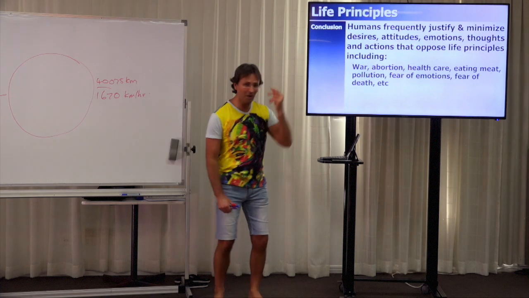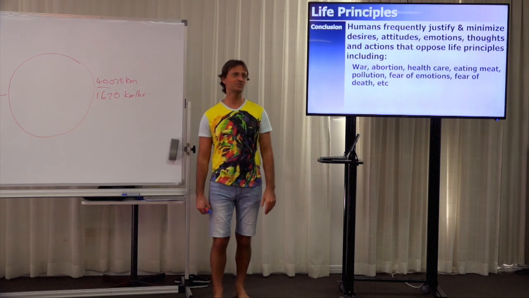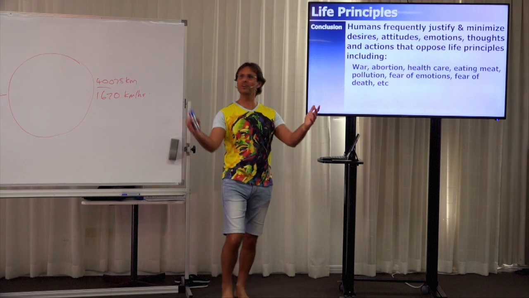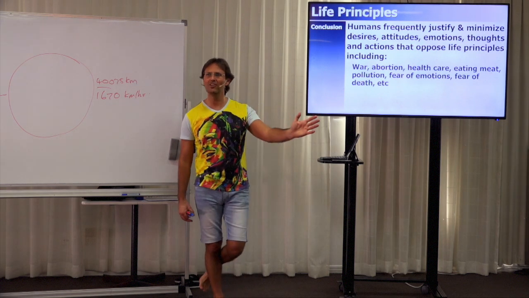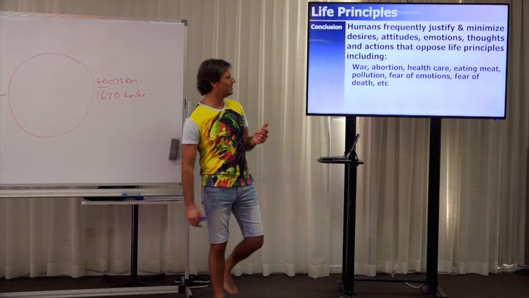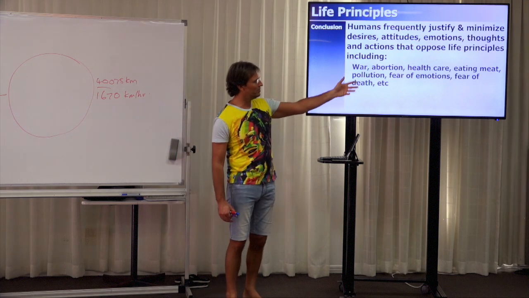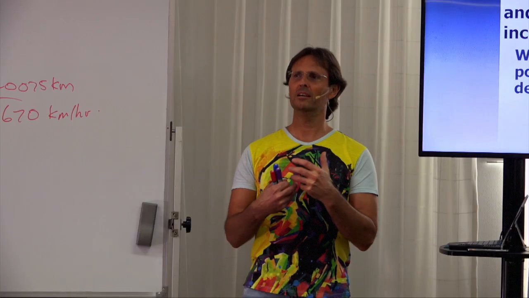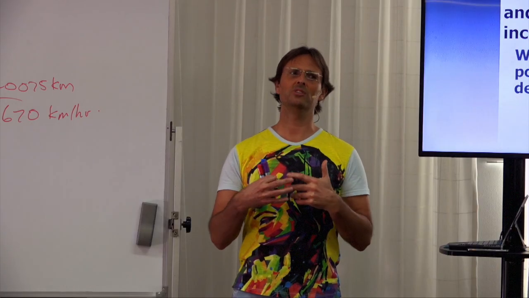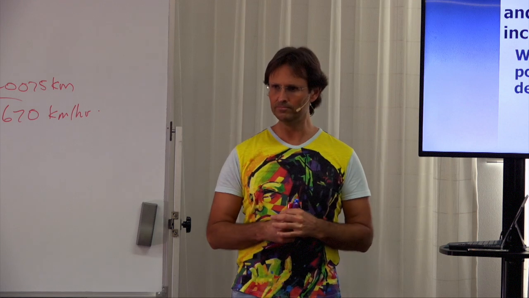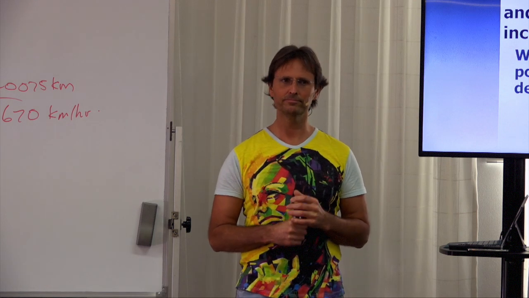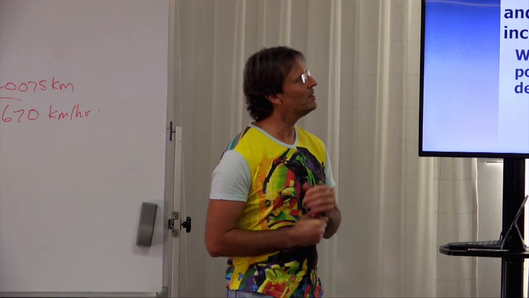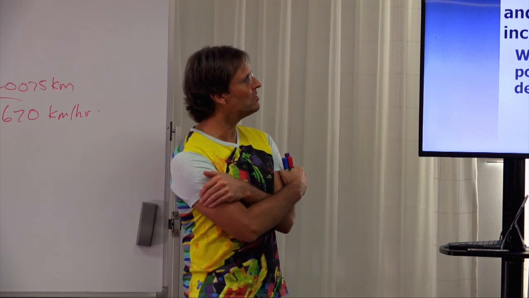But in particular, emotions are destroying our body's ability to maintain balance. And we hold on to them. We don't let them go because we're a bit frightened of them, right? There's pollution, eating meat, fear of emotions, fear of death. All these things are creating imbalances that oppose the life principle. So that's our life principles.